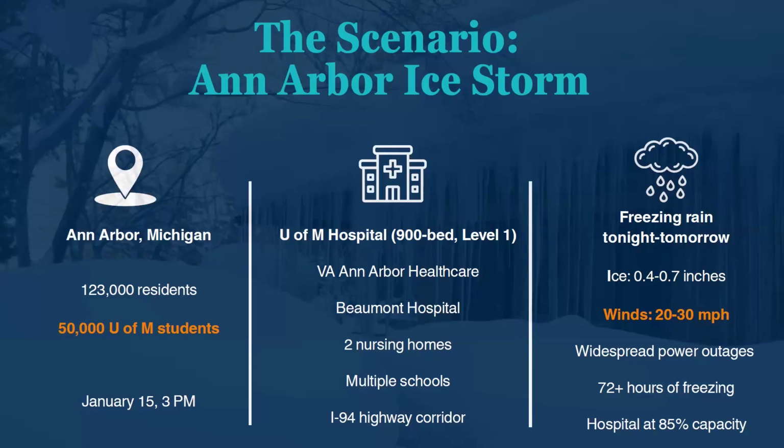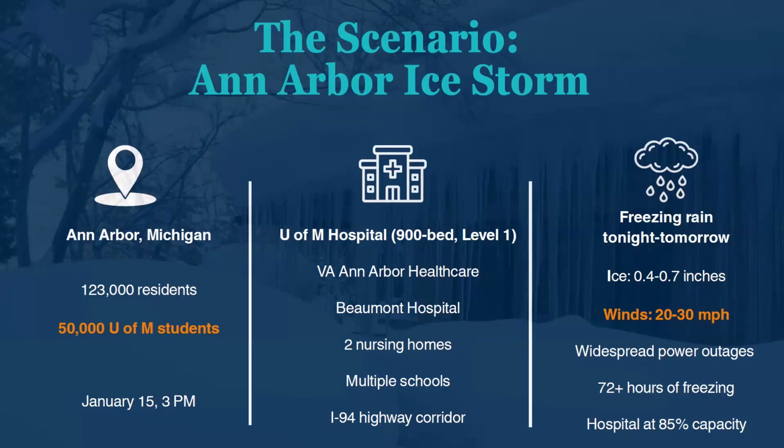The National Weather Service just issued an ice storm warning, freezing rain tonight through tomorrow evening. 0.4 to 0.7 inches of ice. Winds from 20 to 30 miles per hour, gusting to 45 mph. High likelihood of widespread power outage affecting the entire Washtenaw County region. Temperatures below freezing for 72 plus hours.